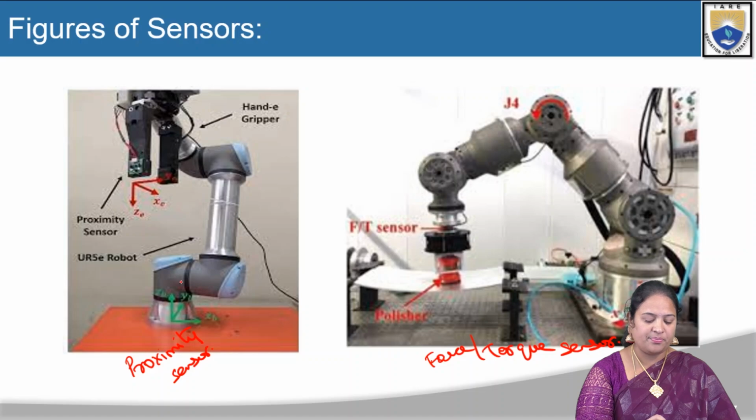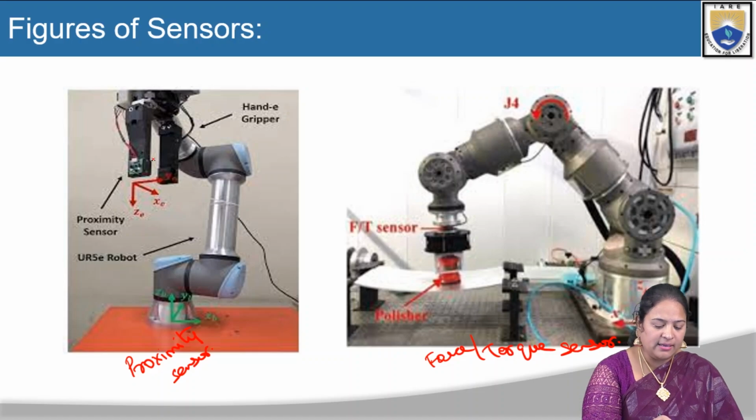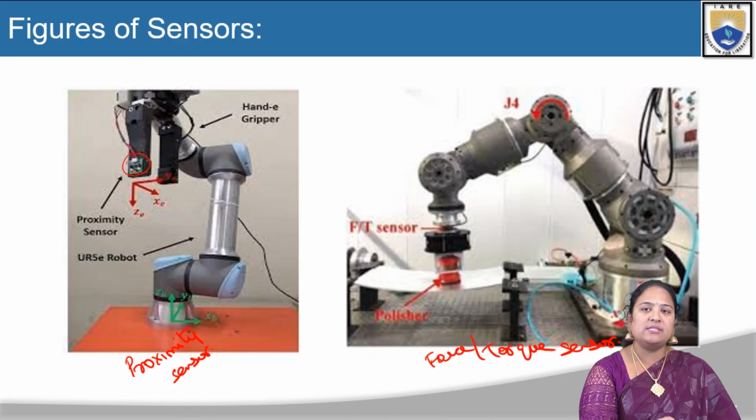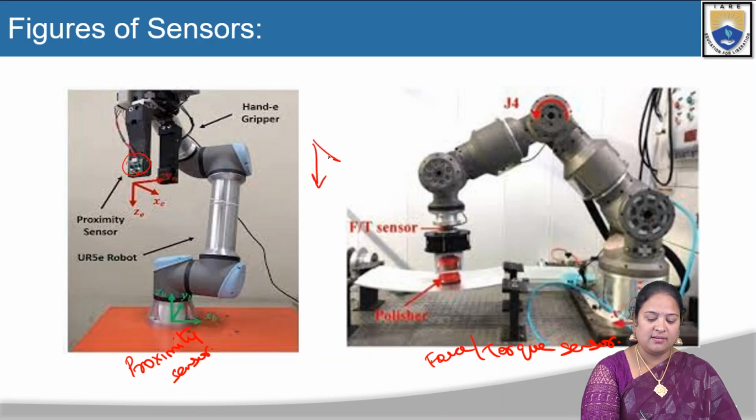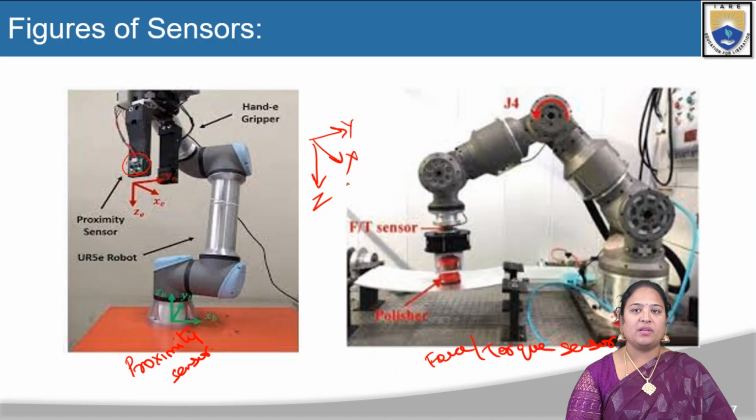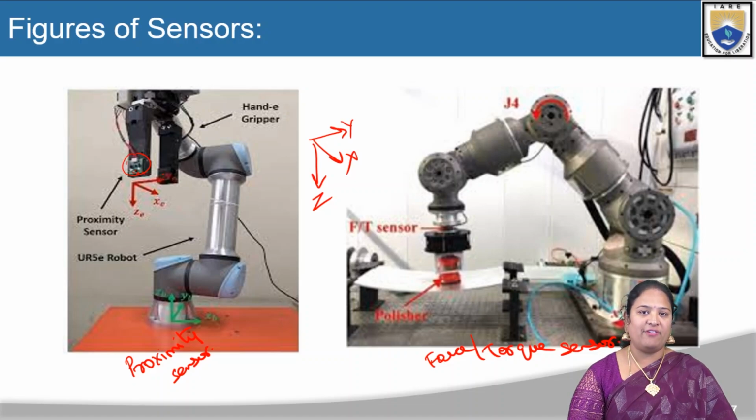This is the robot base and this is the robot. Here we are placing the proximity sensor. This is the proximity sensor which we have placed at the end effector, and in 3 directions, the X, Y and Z directions, it is sensing the device. It is doing its work without holding or touching the object.